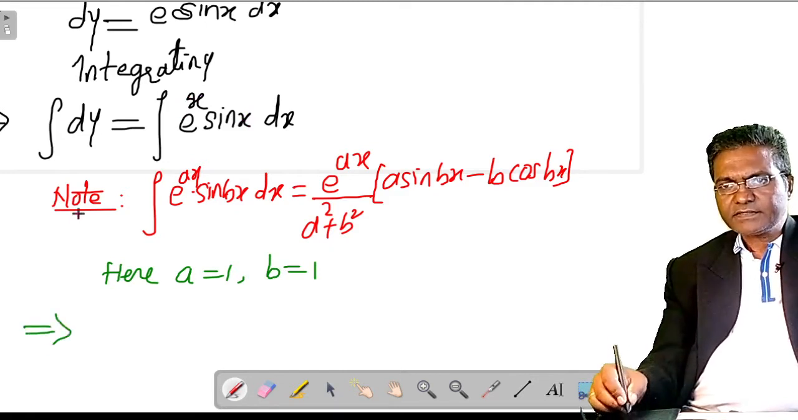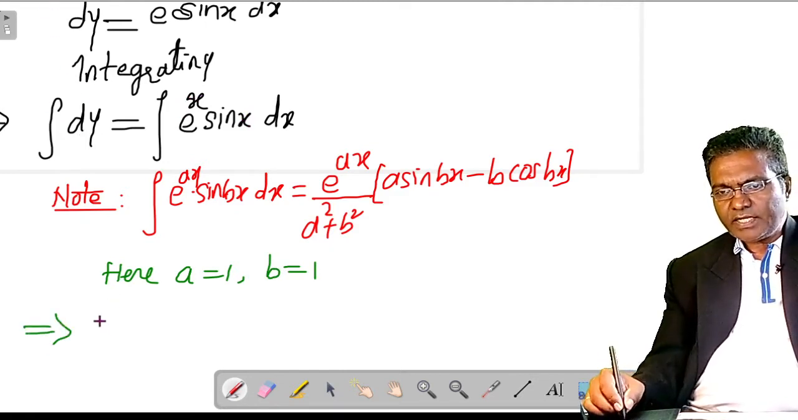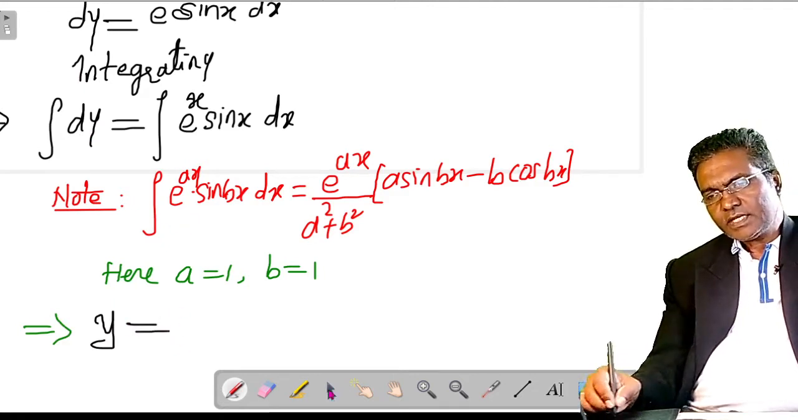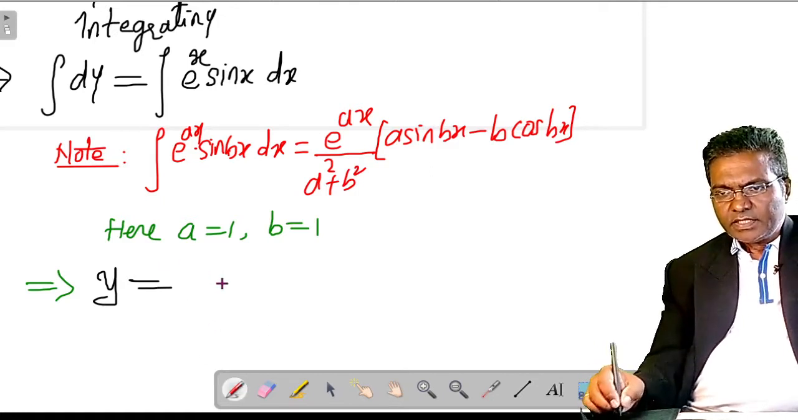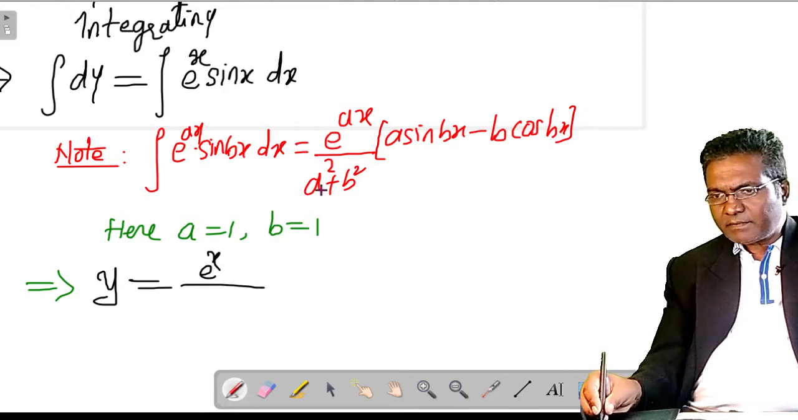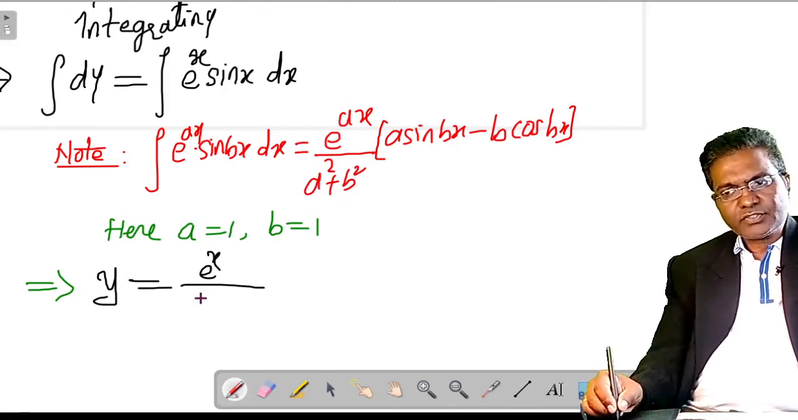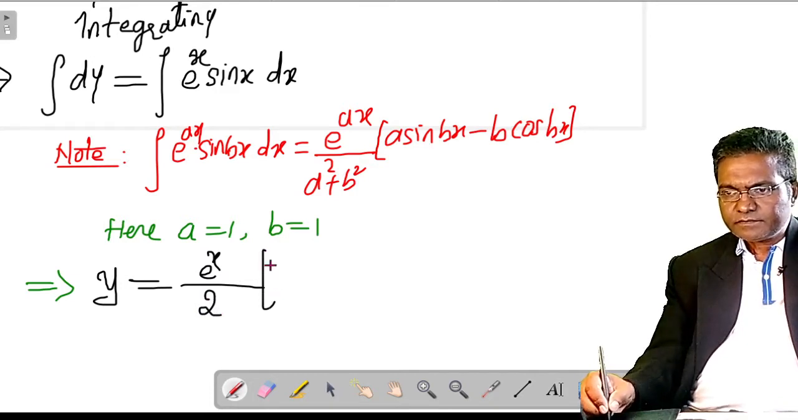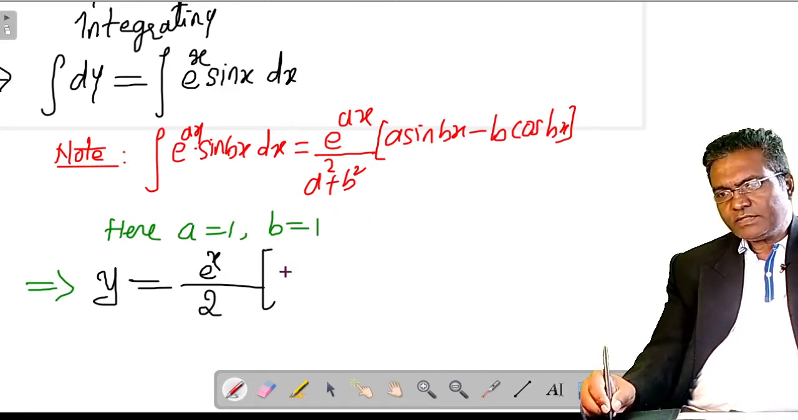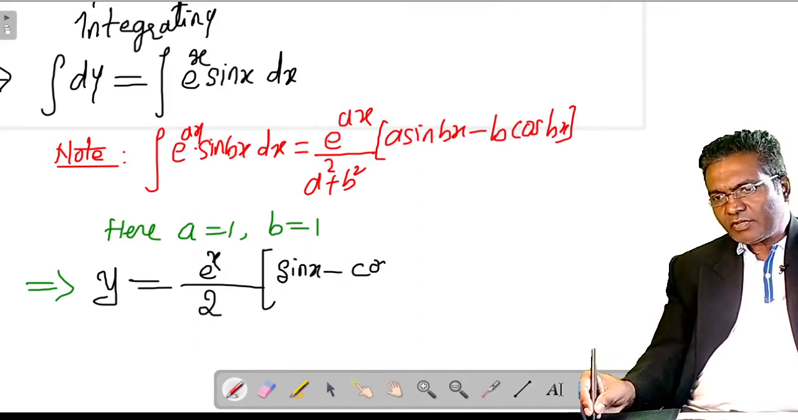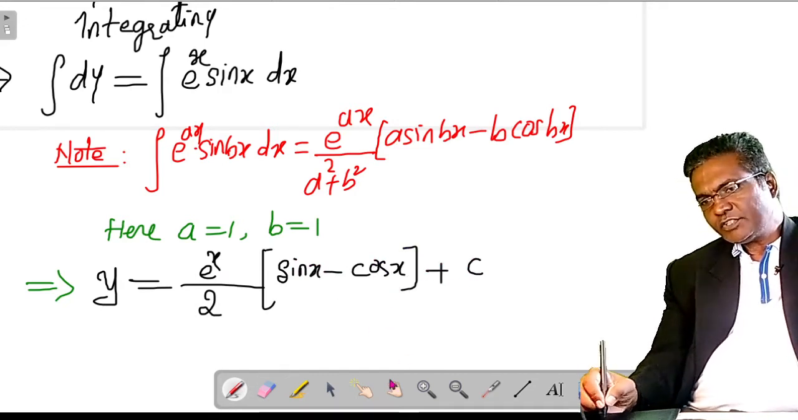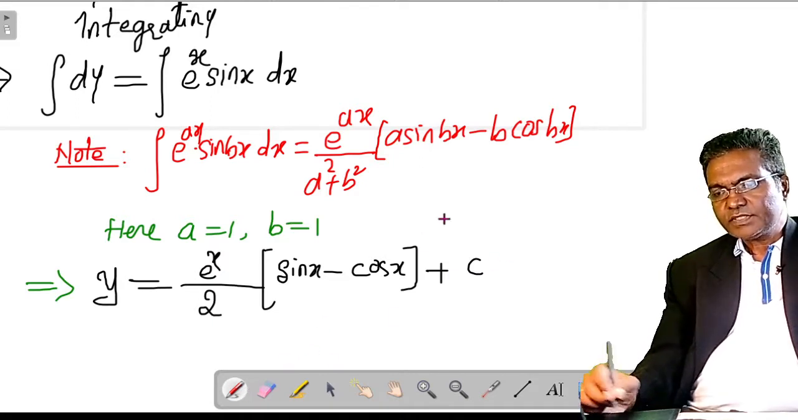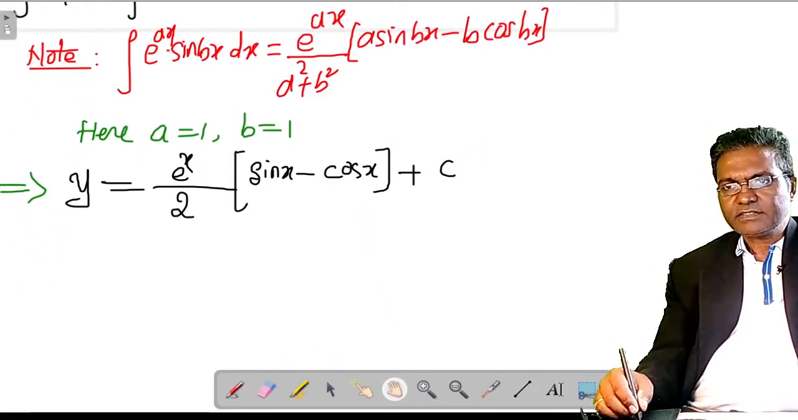So this implies integration of dy is y, and here you need to apply this formula. It is e power x divided by a square plus b square. 1 square plus 1 square is 1 plus 1, that is 2. Then a sin bx, a is 1, so just sin x, minus b is also 1, so you get cos x, plus constant c. This is your general solution.